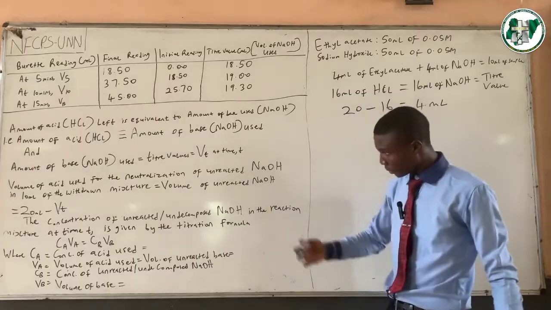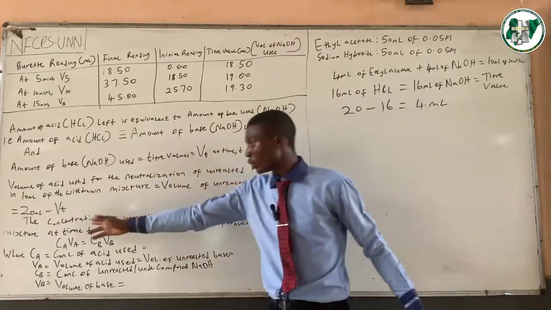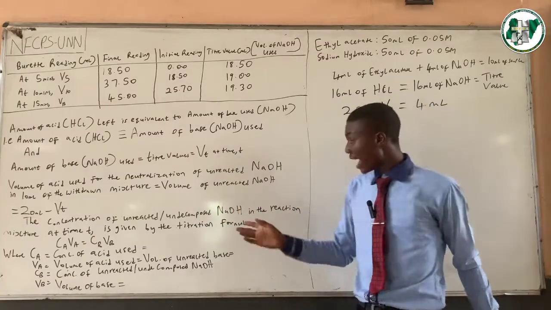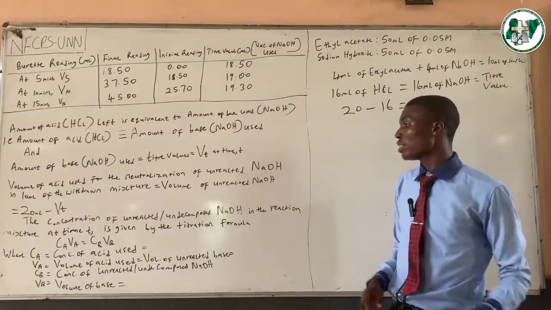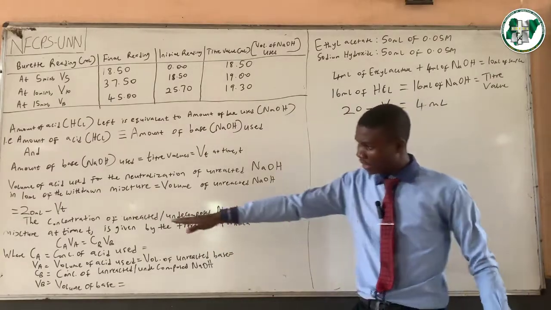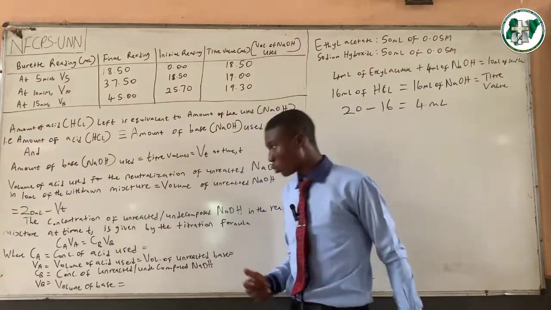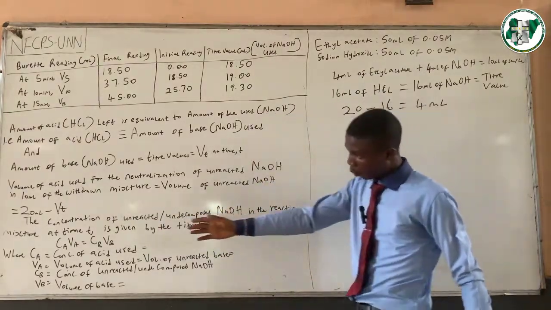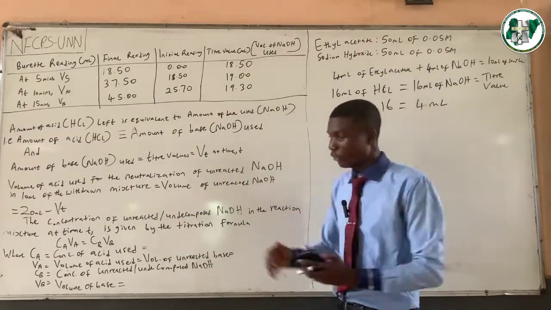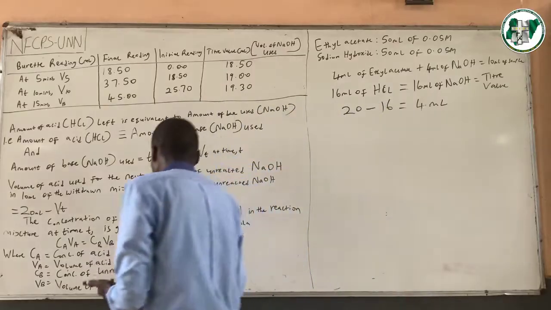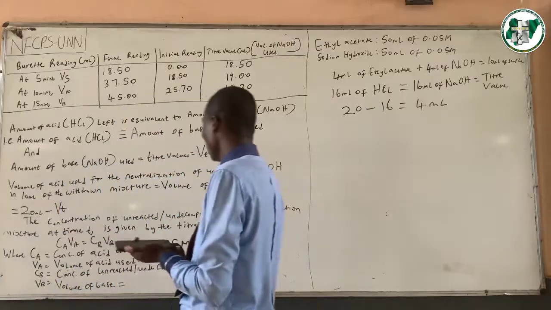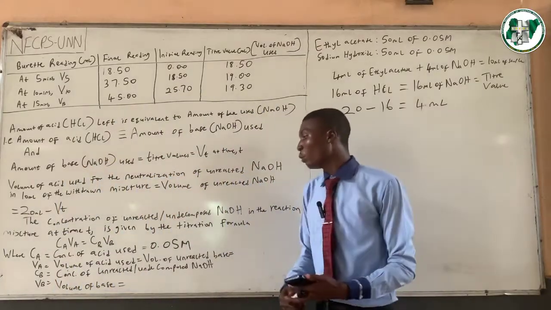Now let us go further. What we need is the concentration of the unreacted, undecomposed sodium hydroxide in the reaction mixture at a time t. And the way for us to be able to do that is by using the titration formula, which is CAVA equal to CBVB. What is Ca? Ca is the concentration of the acid used. For this particular experiment, the concentration of the acid used is 0.05 molar. So the unit of the concentration is molar, and then Va is the volume of acid used.